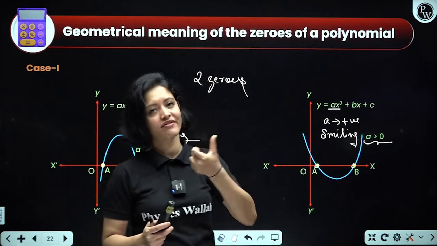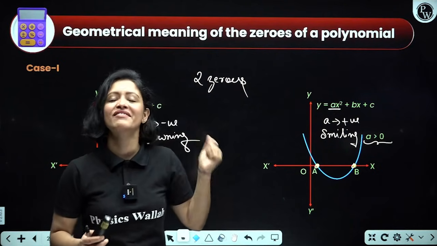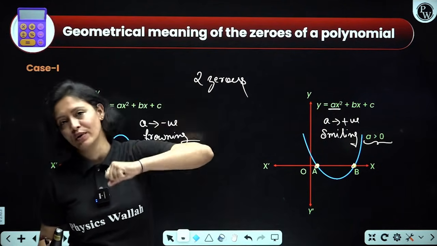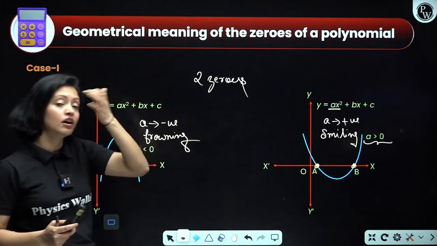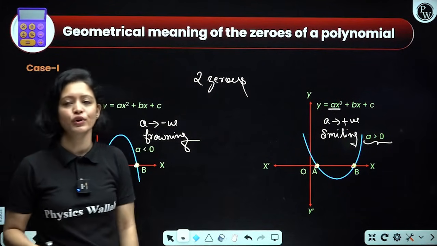When a is positive, the graph is smiling. It opens upwards. Whenever a is negative, the graph opens downwards. It's frowning. Okay? So anyway, here you can see that there are 2 zeros because there are 2 points of intersection.